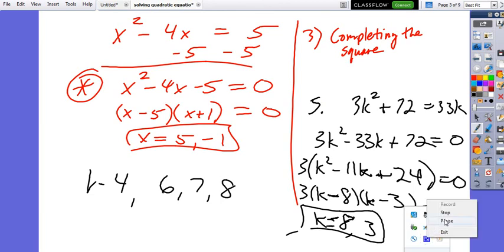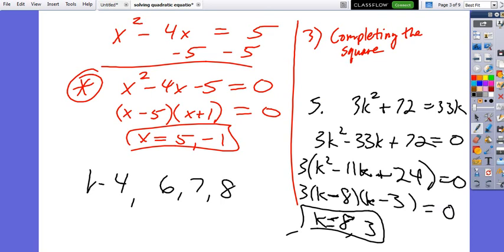Okay, so if we look at number 5 on the worksheet, we see that there is a problem in that 33k is not on the same side as everything else. So we need to subtract 33k from both sides, or just move it over. When you move it over, you change the sign. Just make sure that you put the k where it's supposed to be. You want to have it as k squared, k, and then constant. So 3k squared minus 33k plus 72 equals 0. Don't forget your equals 0.